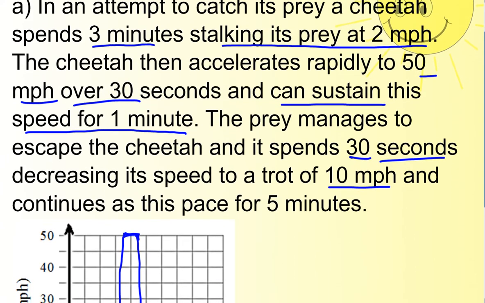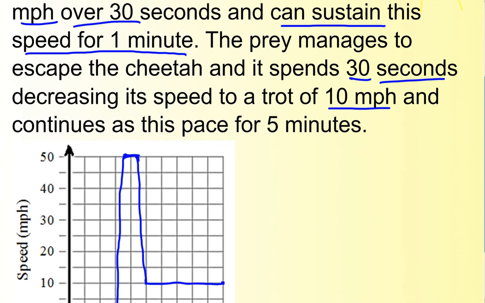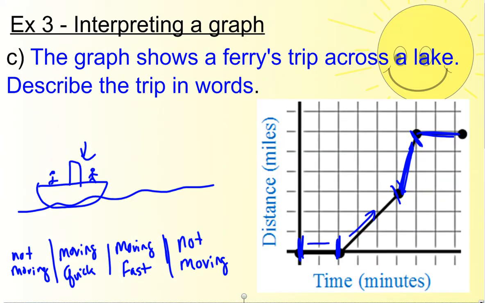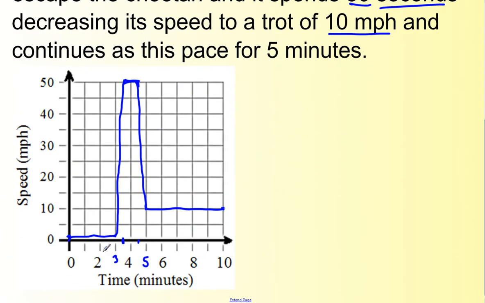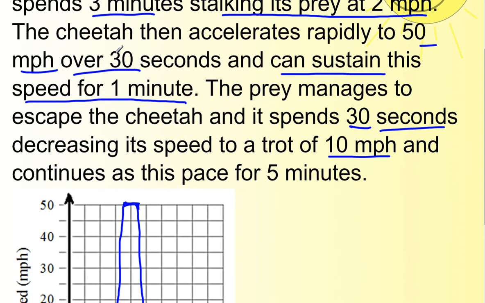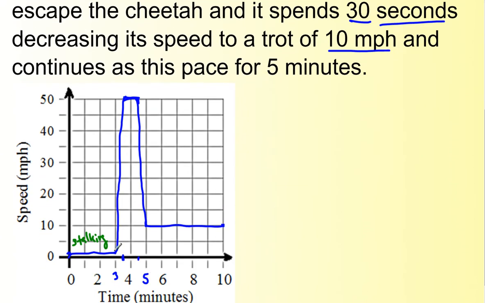Let's see. In an attempt to catch its prey, the cheetah spends 3 minutes stalking its prey. Whoa, what happened? So right here in this section, it's stalking. Then it accelerates rapidly to 50 miles per hour for 30 seconds. So from here to here, we have the chase.